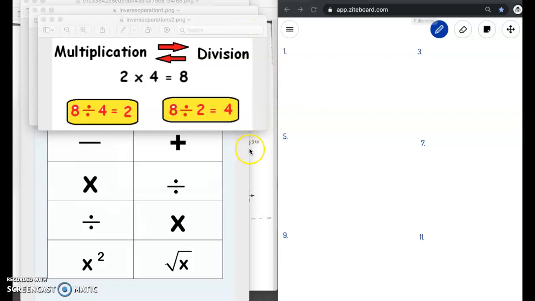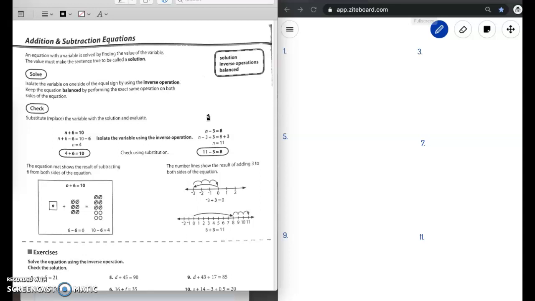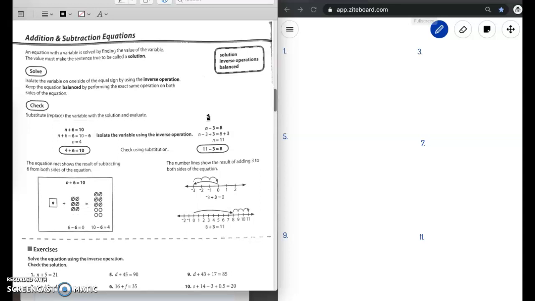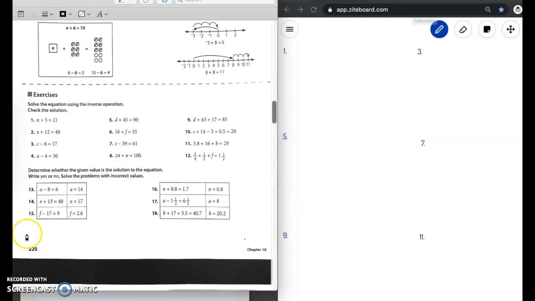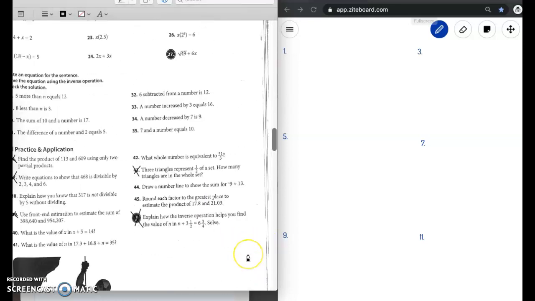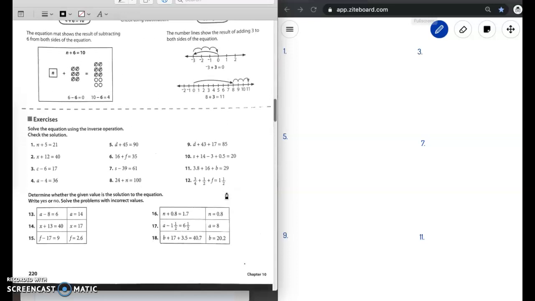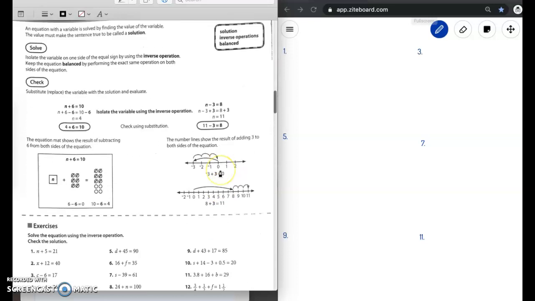Hey guys, so welcome to math class. We're going to be doing addition and subtraction equations. Now, you're going to need your math book scans, pages 220 as well as 221. As always, I'm going to go over the odd problems with you, and I would like you to try the even numbers on your own.